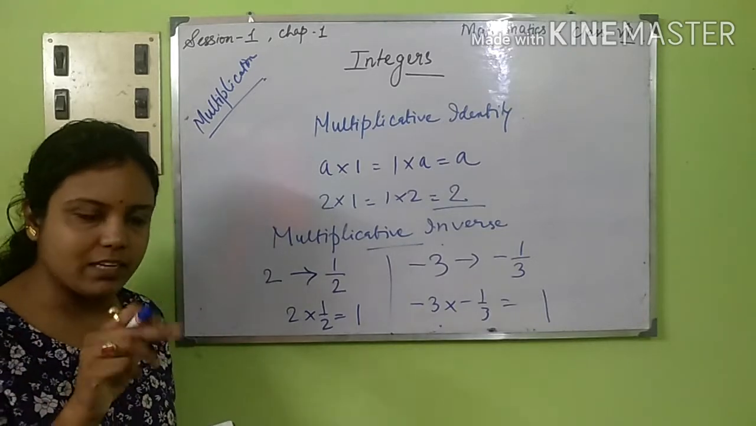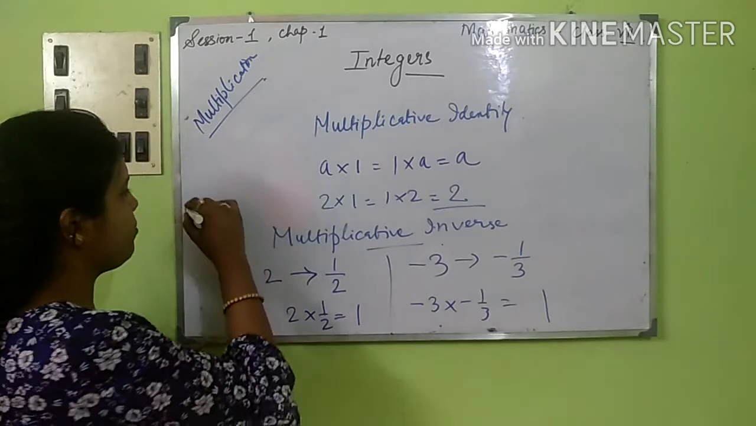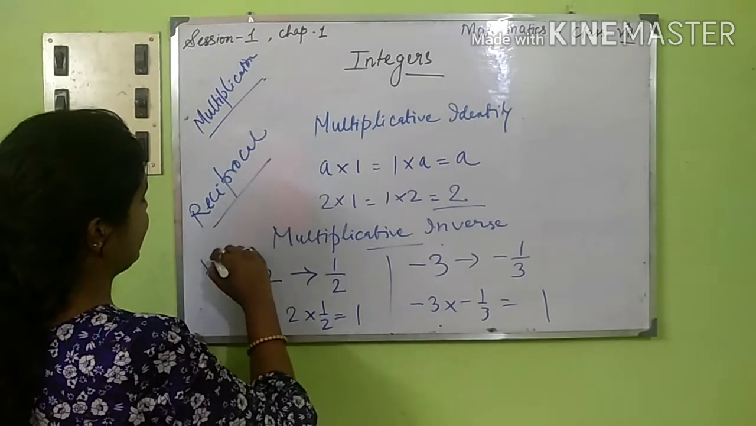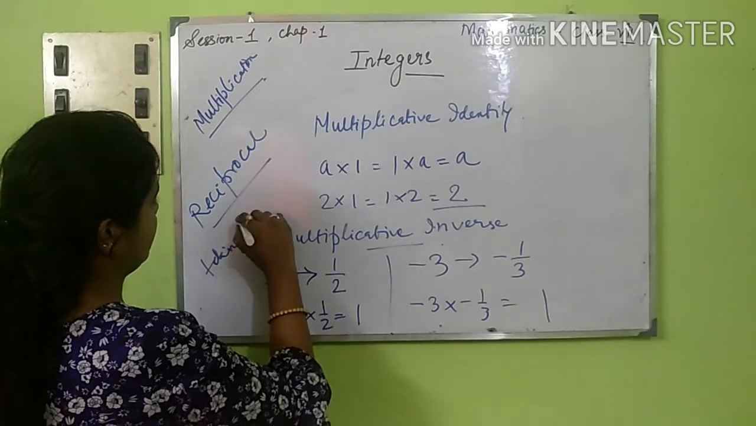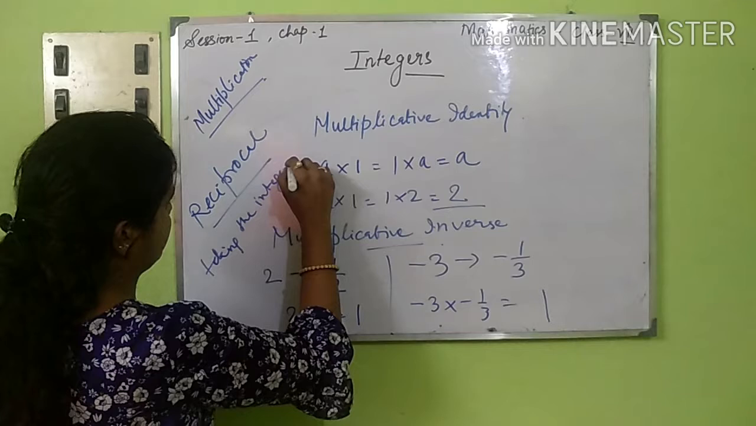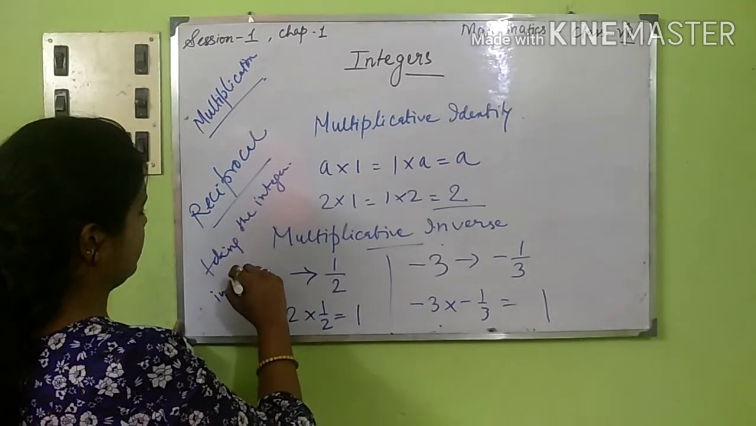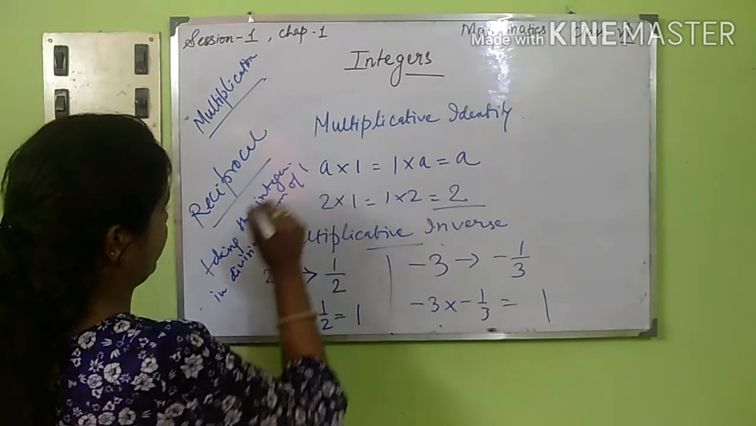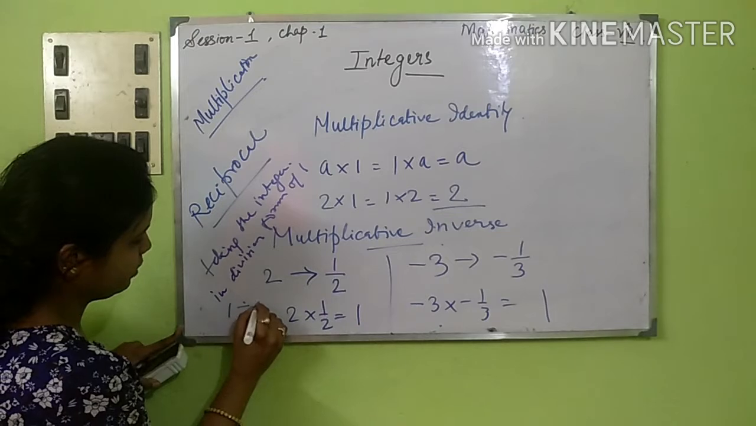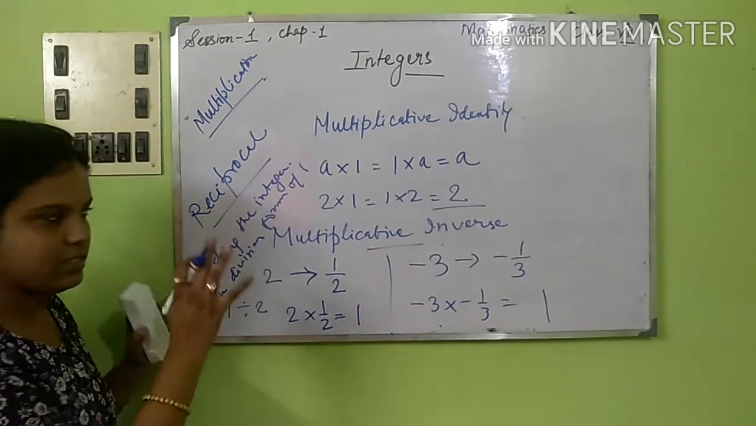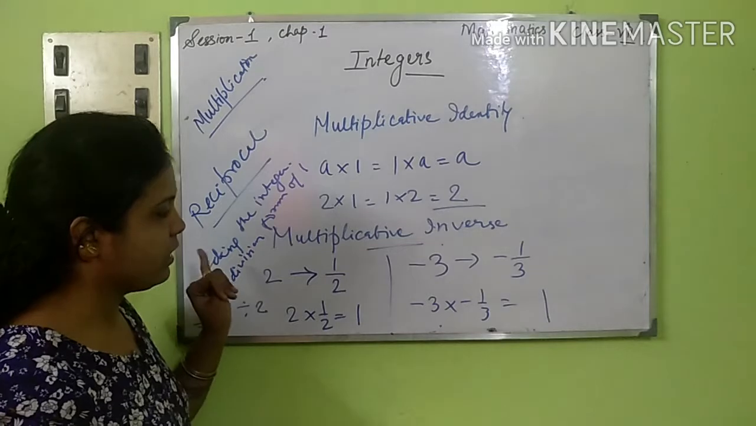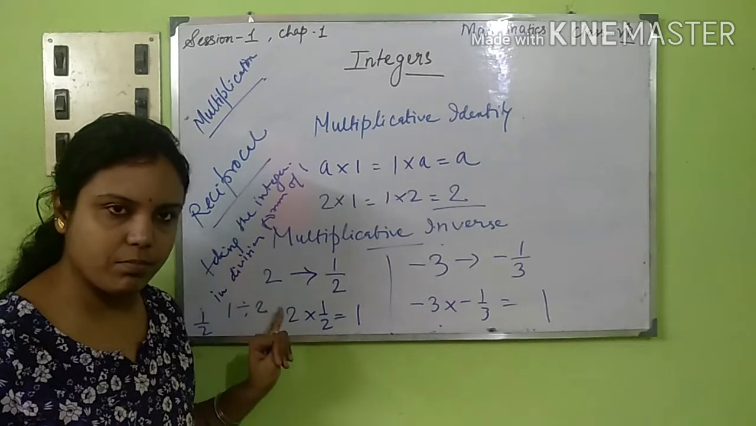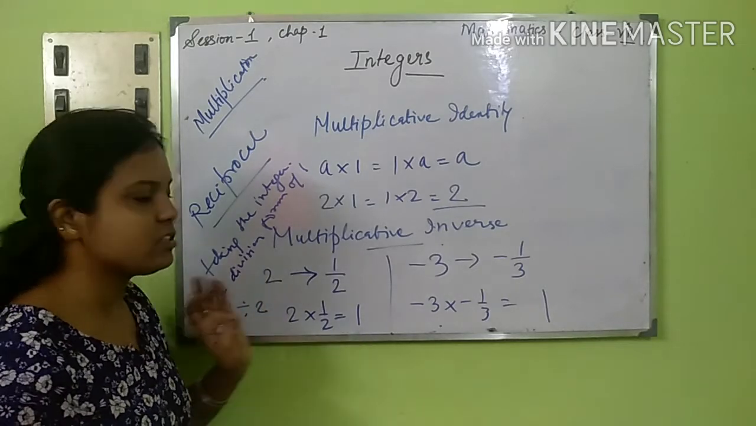Reciprocal means what? 1 divided by the integer. Reciprocal means taking the integer in division form of 1. That is 1 divided by 2. That means you get 1 by 2. Okay, so this is your multiplicative inverse. That is, the reciprocal of the number will give you the multiplicative inverse of the particular number, and if both are multiplied you will get 1.